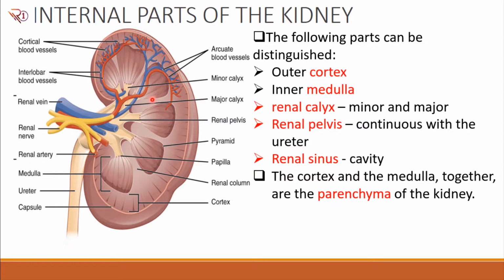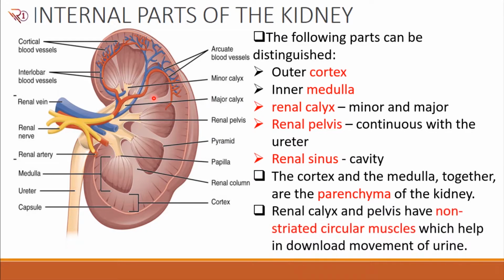The parenchyma of the kidney is made up of the cortex and the medulla. The renal calyx and the renal pelvis have non-striated circular muscles that prevent the backflow of urine into the medulla or into the cortex. What it means is that it helps propel urine downward into the ureter, then into the urinary bladder.